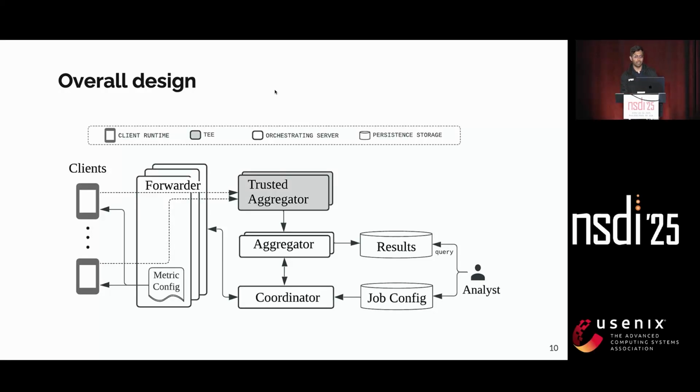And this is the same kind of setup. This is the overall system describing the same steps from the previous slide. It all starts with the analyst defining the query that they are interested in. It maps to something called a metric config, which gets broadcasted to all of the different clients who do the computation and forward it to the trusted aggregator, which aggregates and forwards it to the untrusted orchestrator, which post-processes and produces the result that is consumed by the analyst.